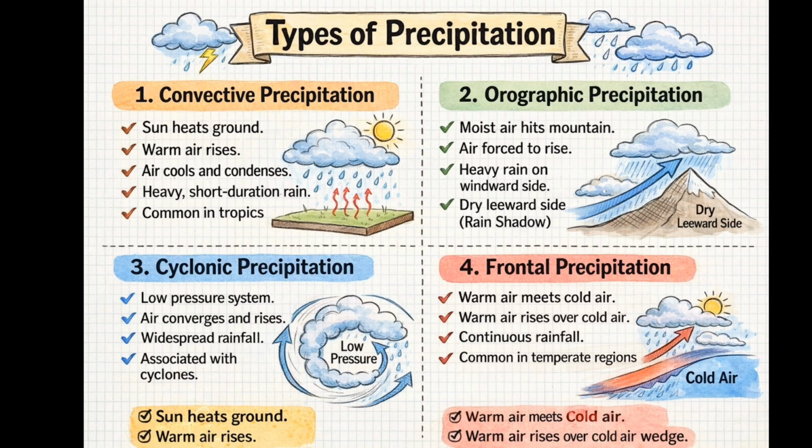Types of precipitation. There are 4 types of precipitation. 1. Convective precipitation. 2. Orographic precipitation. 3. Cyclonic precipitation. 4. Frontal precipitation.